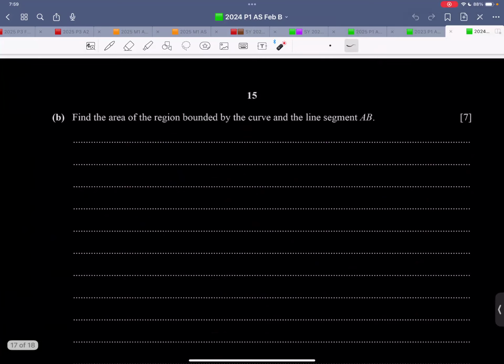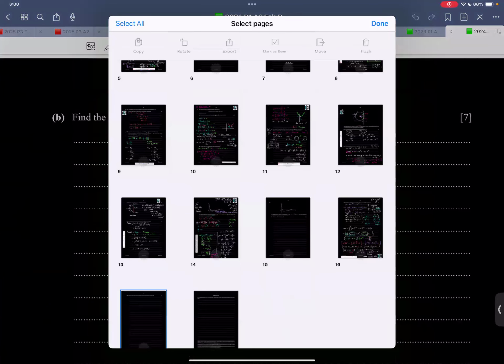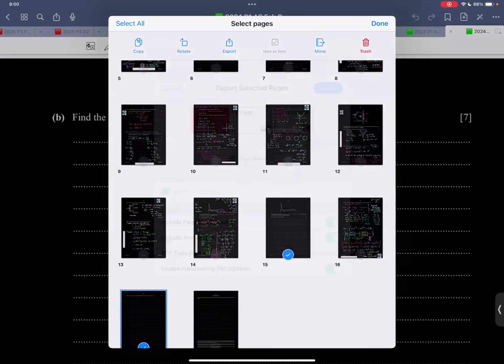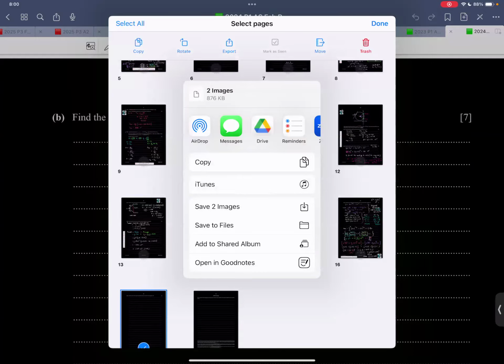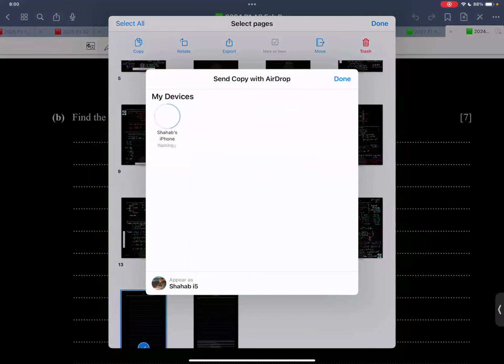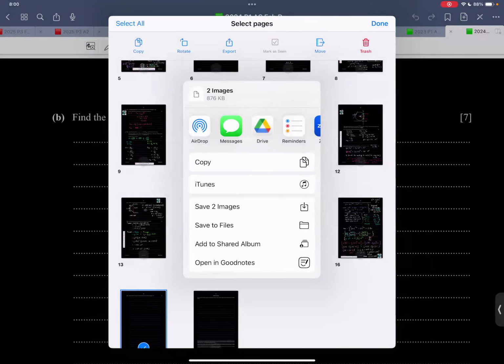And now it says find the area of the shaded region. So now let me share these two images with you. This one and where is that equation one? This one. Let me share these two images with you in the group and try this out. So this is one page. This is the other page. And it's over here. This level.